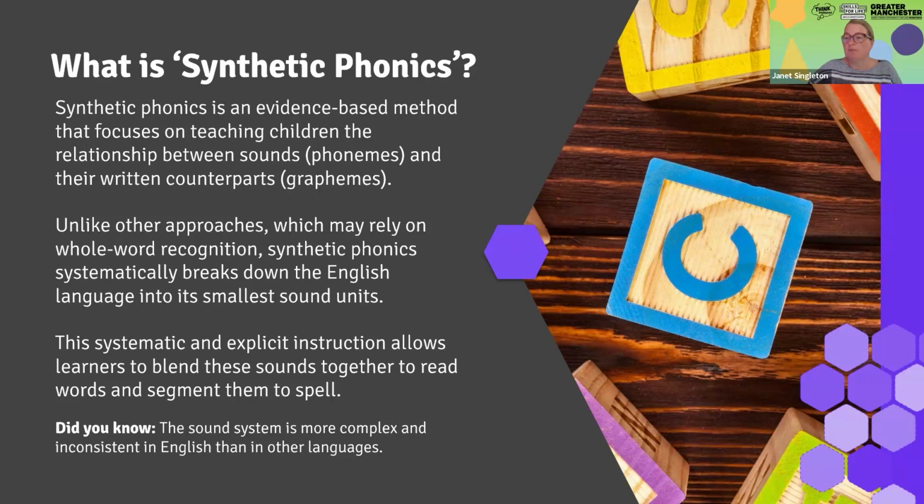Oh, there you go. So just a little thing at the bottom there. Did you know that the sound system is more complex and inconsistent in English than in other languages put together? So our system of English is very, very complex, very inconsistent. So when you think about children in your classroom, you may well have children who have English as a second language, or don't yet have English as a language. It is a very, very difficult system for them to pick up alongside their own languages as well.